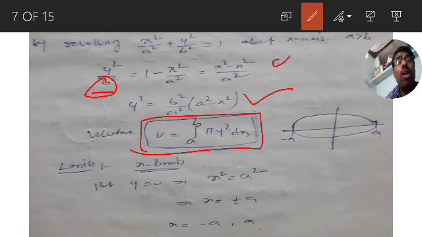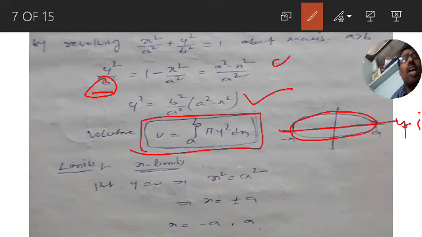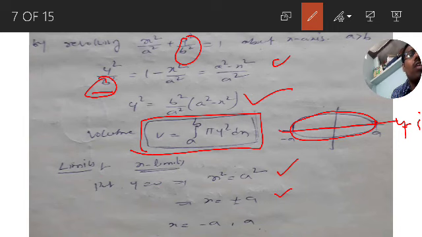Now we need to find limits. So how to get limits? Where this ellipse meets the x-axis. The equation of the x-axis is y is equal to 0. So put y is equal to 0 in the equation. By putting y is equal to 0, that term becomes 0. Therefore x square is equal to a square, x is equal to plus or minus a. So limits are minus a to plus a.